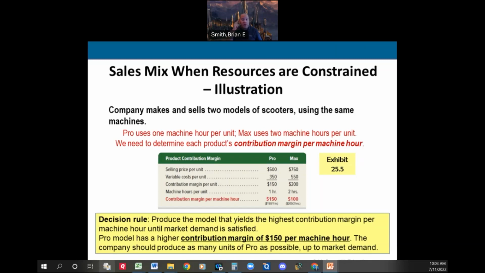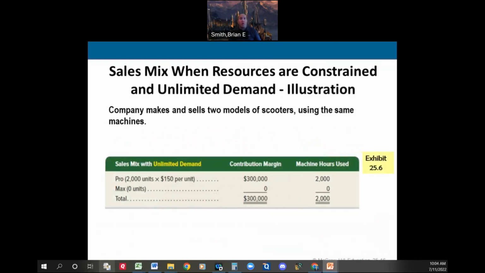So I kind of got a little lazy there in my brain just looking at that second one, the contribution margin. But when we factor in the number of hours it takes, then we need to make sure that it's good. We're going to make $100 an hour with the Max, whereas we're going to make $150 with the Pro. So we want to focus on the Pro.